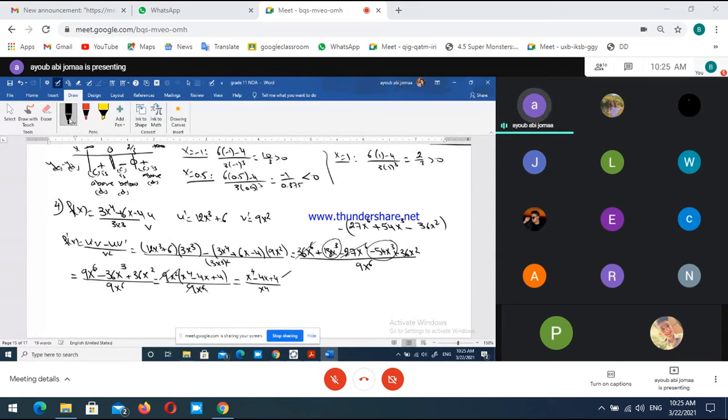The numerator x power 4 minus 4x plus 4 is g of x. So we have g of x over x to the power 4. We'll need g of x for the table of variations.